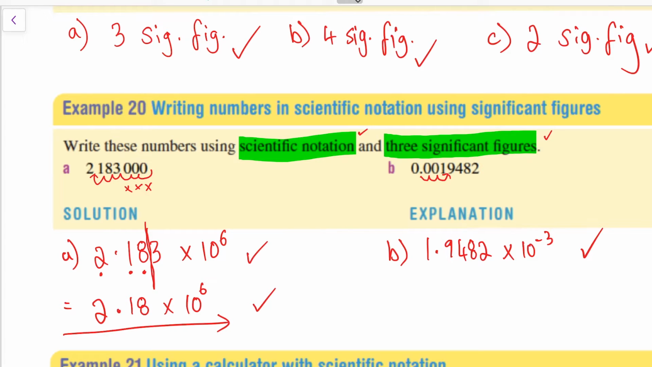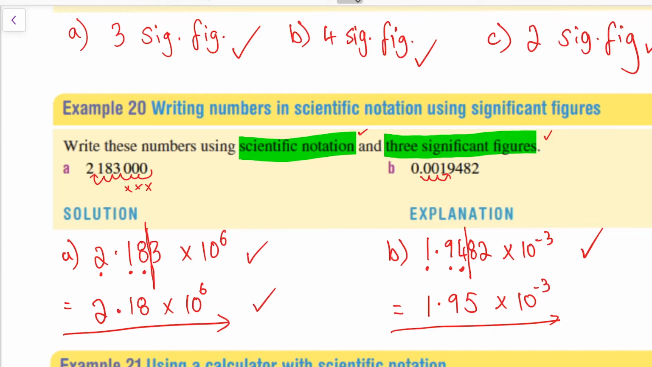Now I need to get 3 significant figures. Same as what I did in A. The 1 is significant, the 9 is significant, and the 4 is significant. I only want 3, so I have to get rid of the 8 and the 2 by looking at rounding. So I'm rounding this. That 8 is going to have an effect on the 4. So it's going to be 1.95 times 10 to the negative 3.